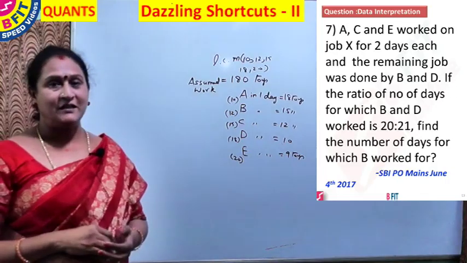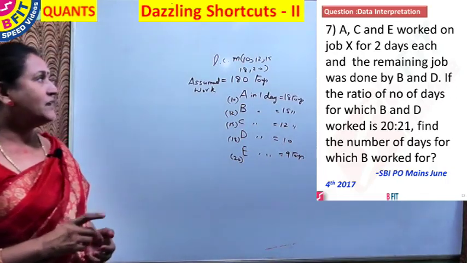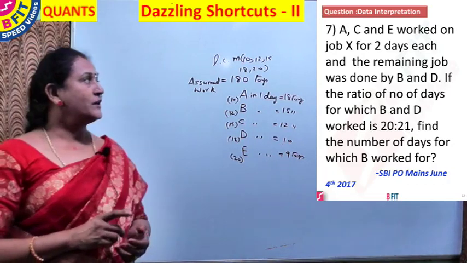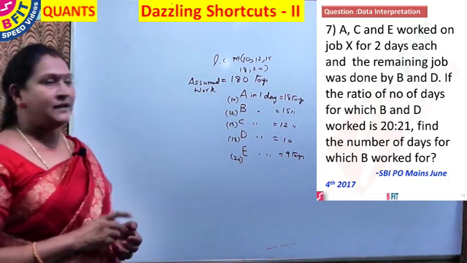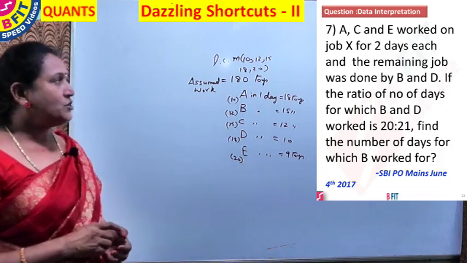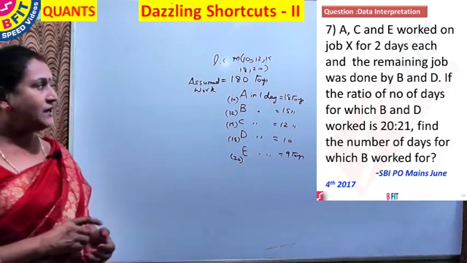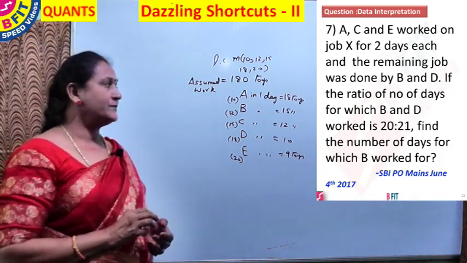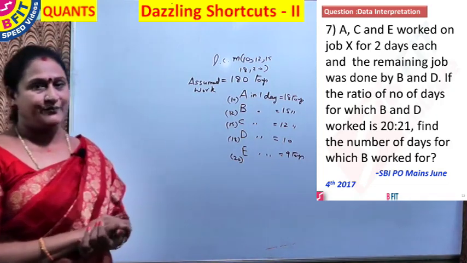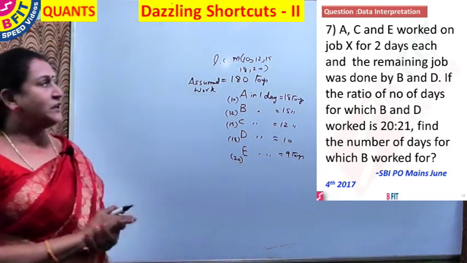So the next question. A, C and E worked on job X for 2 days each and the remaining job was done by B and D. If the ratio of number of days for which B and D worked is 20:21, find the number of days for which B worked. So now we'll see the working part.